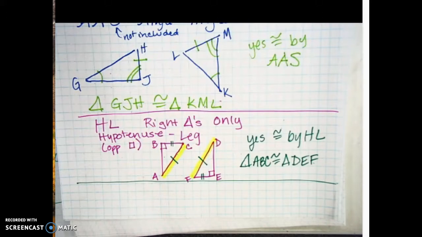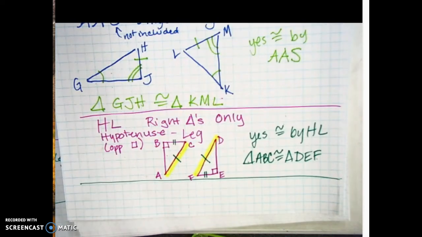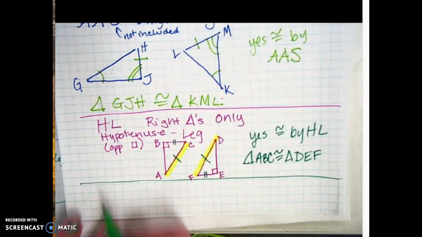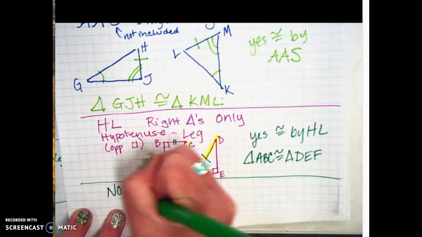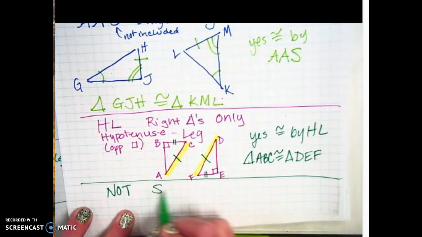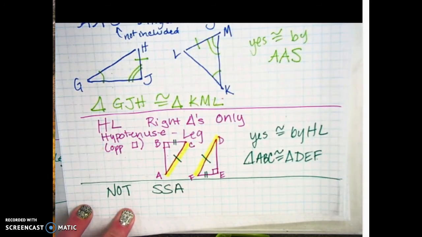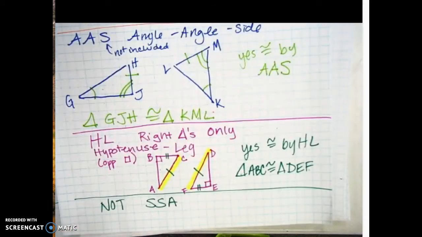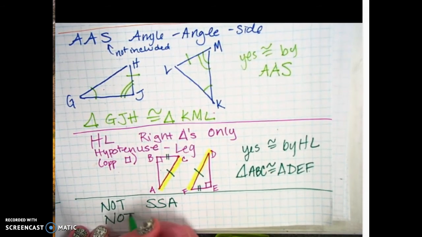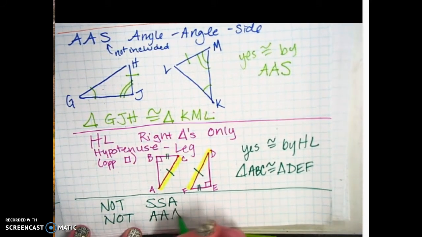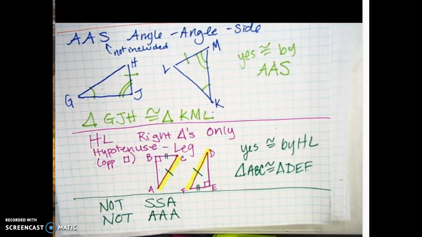All right. Your last box says that there are two that do not work. The main one that does not work is because it spells a bad word. It's side, side, angle. Or if you spelled it the other direction, it would spell a bad word, and we don't do bad words in geometry, okay? All right. The other one that does not work is angle, angle, angle. Okay? So write those down.